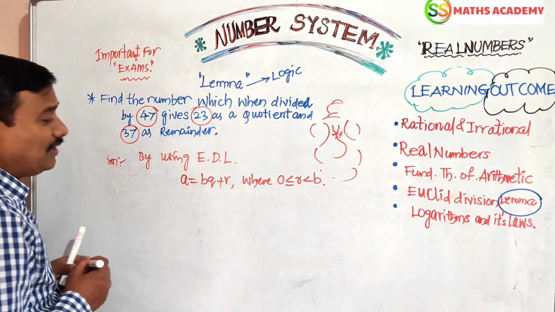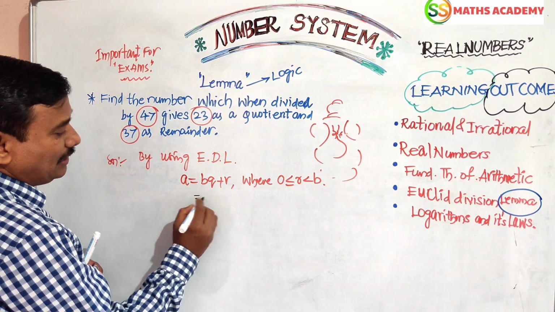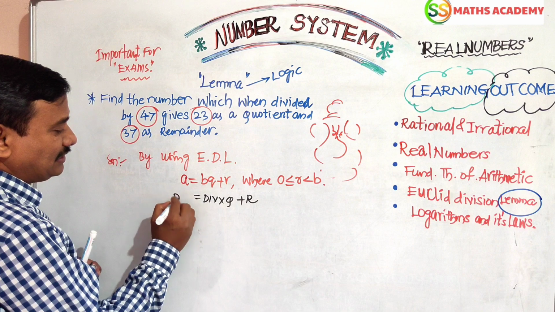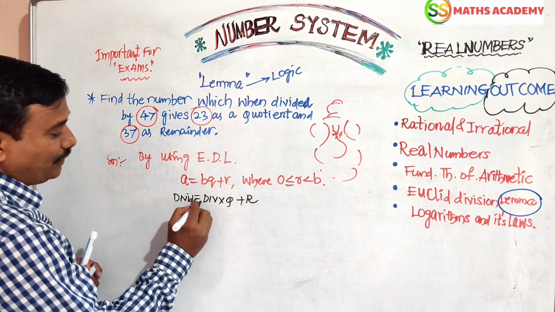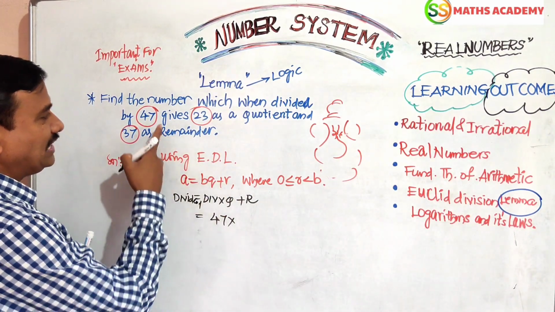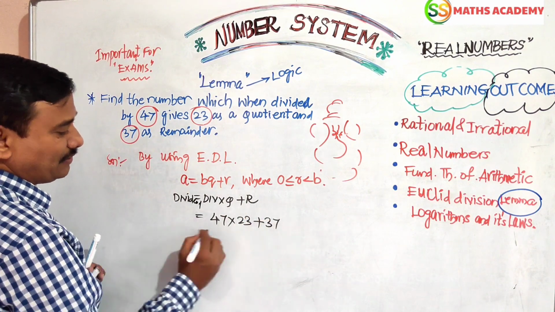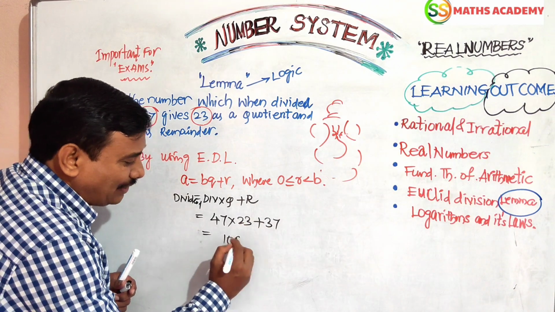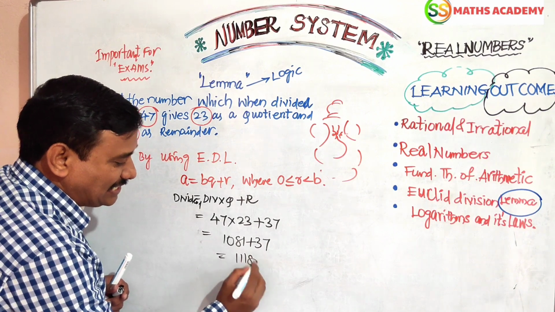Remember. Now, b is the divisor, q is the quotient, and r is the remainder. We are going to find the dividend. Dividend is 47 into quotient 23 plus remainder 37. We have to multiply 47 into 23, which is 1081, plus 37, nothing but 1118.